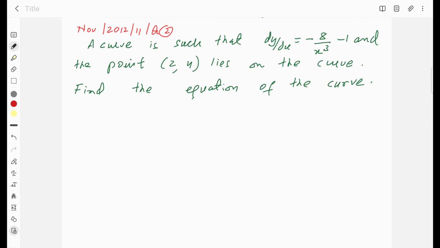There is one more example from past year paper. This question came in November 2012, variant 1-1, question number 2. A curve is such that dy by dx is minus 8 over x cube minus 1, and the point (2, 4) lies on the curve. Find the equation of the curve.